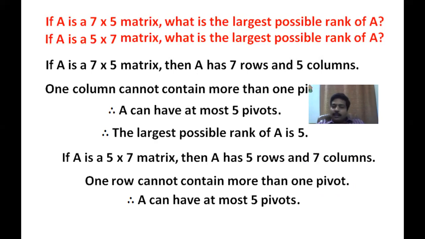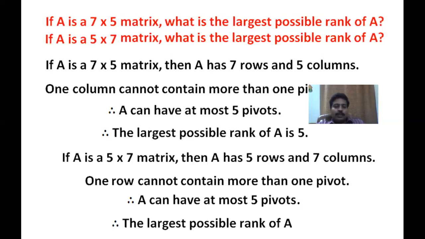So though there are 7 columns, since there are only 5 rows and no row contains more than one pivot, the matrix A cannot have more than 5 pivots. So in this case also, A can have at most 5 pivots. So the largest possible rank of A is again 5 in this case also.